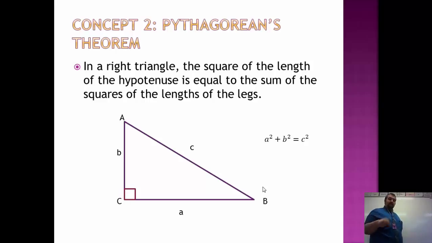And the only way I can use this theorem is if I'm dealing with a right triangle and I know the other two legs. So the conditions: it's a right triangle and I know two of the three sides. When do I want to use it? When I'm looking for the third side length.